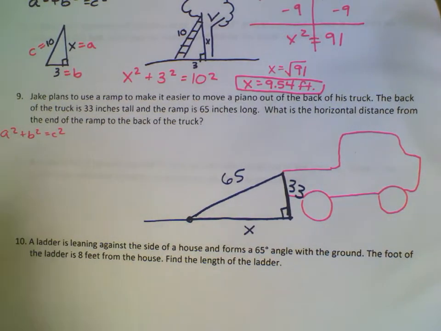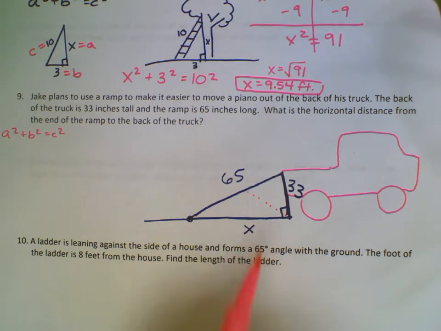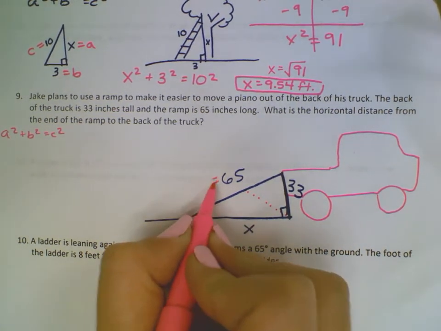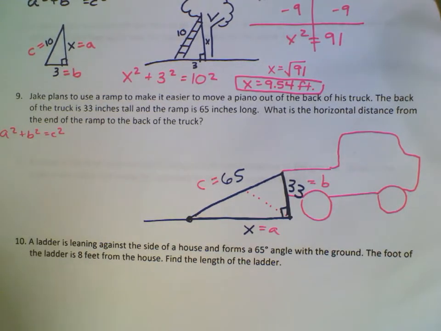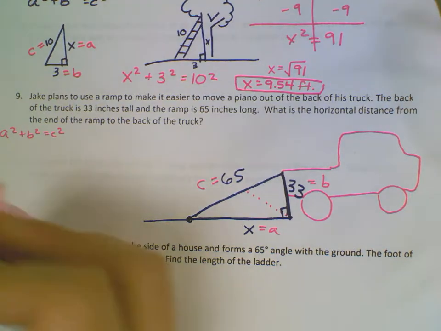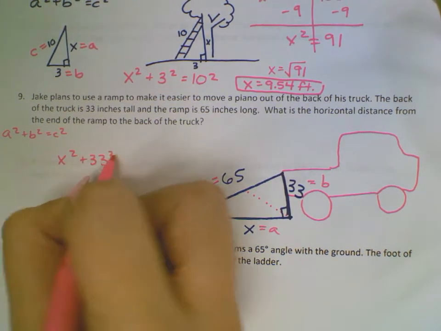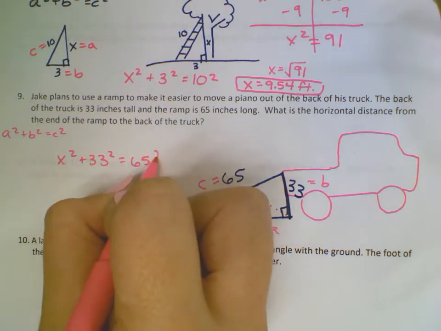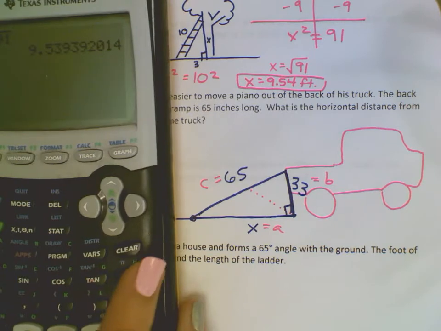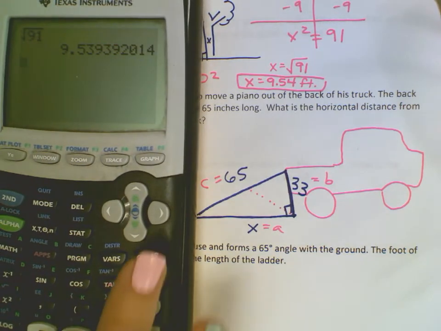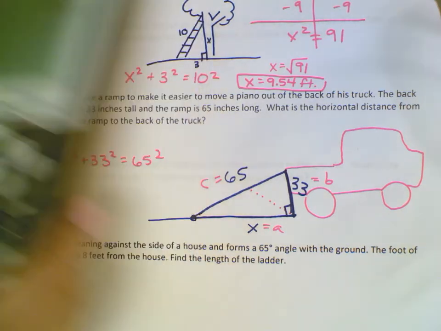And we need to make sure that we know what our c term is. C will always be our hypotenuse, which is across from that right angle. So 65 is c, and your a's and b's from there are not going to affect the problem. So we'll plug in, we'll say x squared plus 33 squared equals 65 squared. And I don't know these off the top of my head. So if I've got 33 squared, that's 1089.